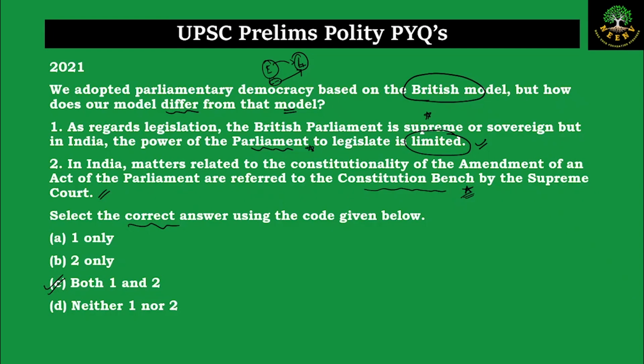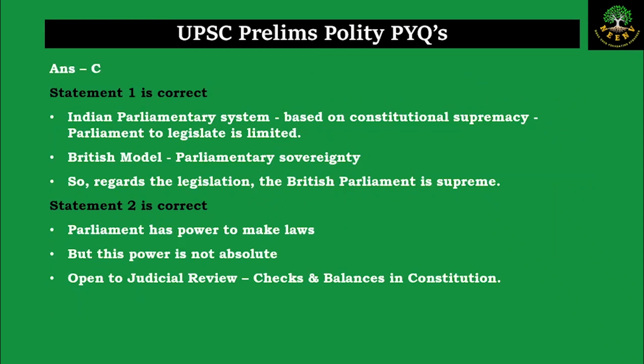Now let us look at the in-depth explanation. Statement 1 talked about the parliamentary system. So in the Indian parliamentary system, based on the constitutional supremacy, unlike the British Parliament, which is based on parliamentary supremacy, where the parliament has the ultimate supreme power. But in India, the powers of the parliament are restrained or controlled by the constitution, because for us, the constitution is the supreme document. So the power to legislate is limited to an extent. So that is why the statement was correct.